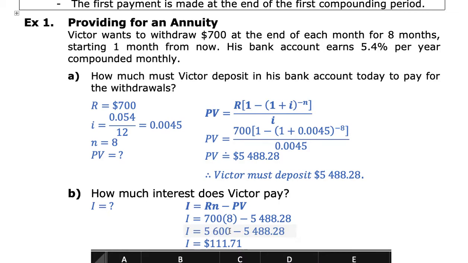So $5,600 is the total of what it pays out over this 8-month period. And that difference is $111.71. So that's the incentive for not withdrawing all the money at once. You can earn interest with the money that's invested.